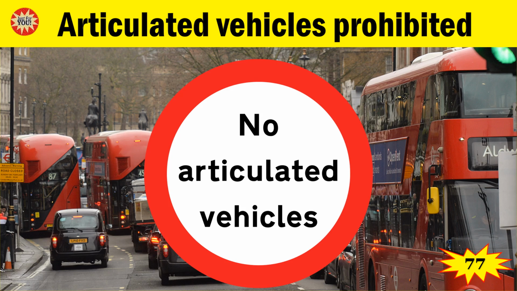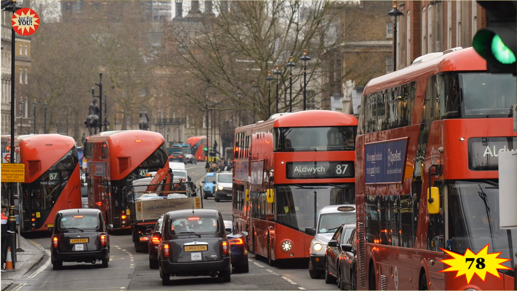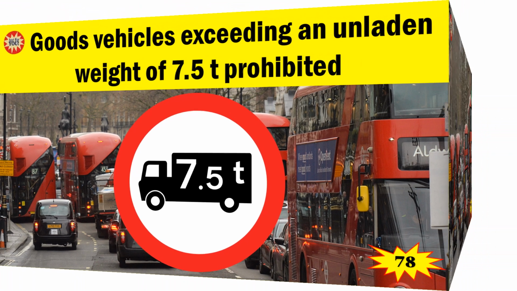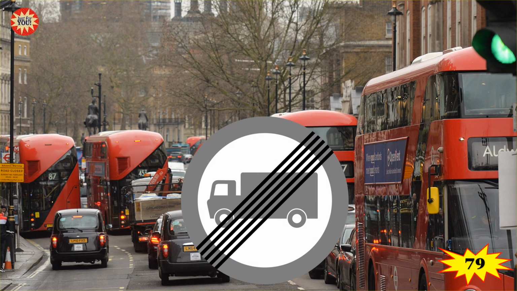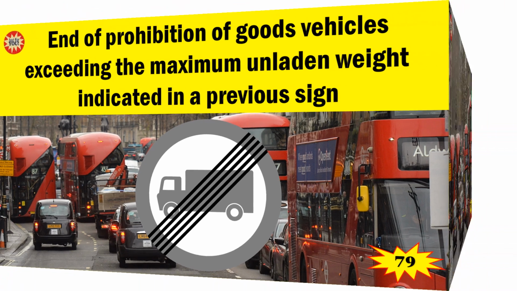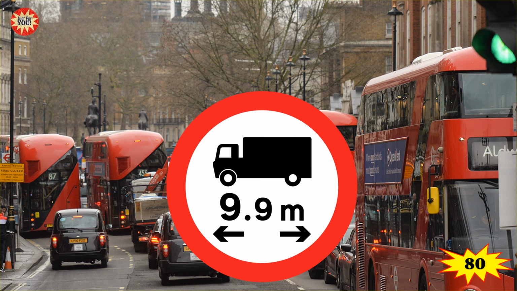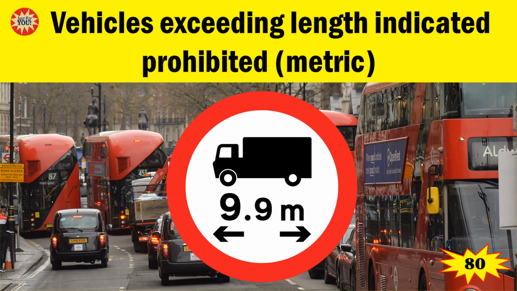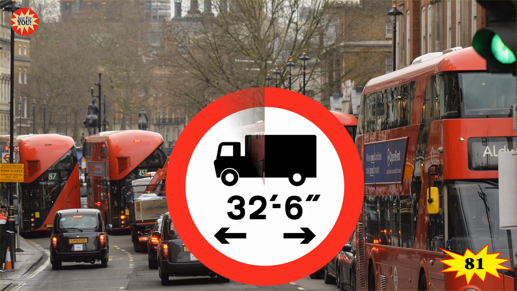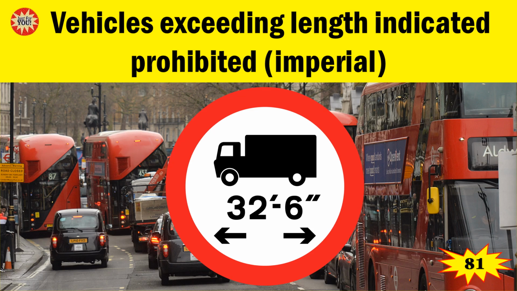Articulated vehicles prohibited. Goods vehicles exceeding an unladen weight of 7.5 tons prohibited. End of prohibition of goods vehicles exceeding the maximum unladen weight indicated in a previous sign. Vehicles exceeding length indicated prohibited, metric. Vehicles exceeding length indicated prohibited. Imperial.